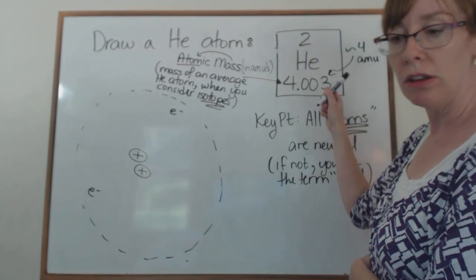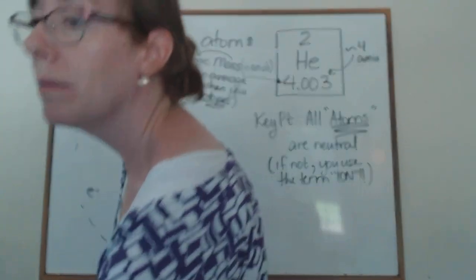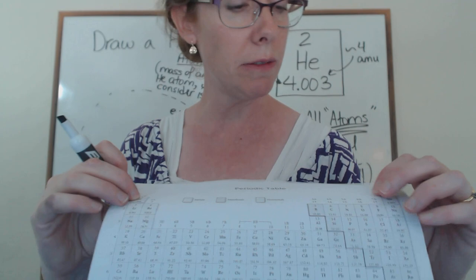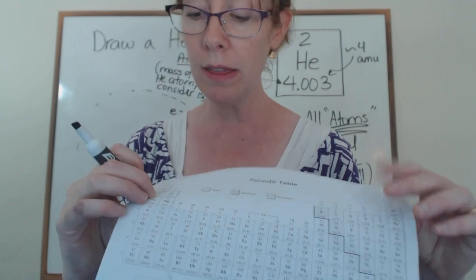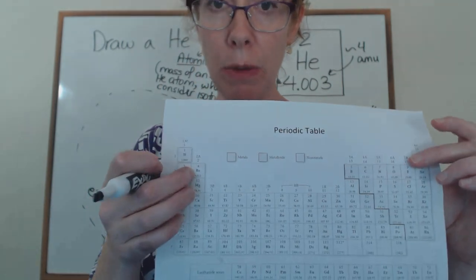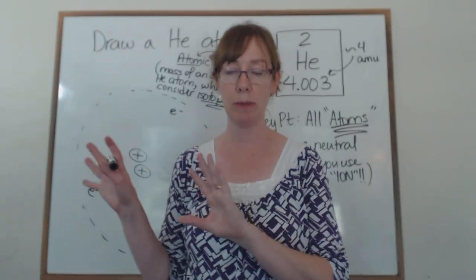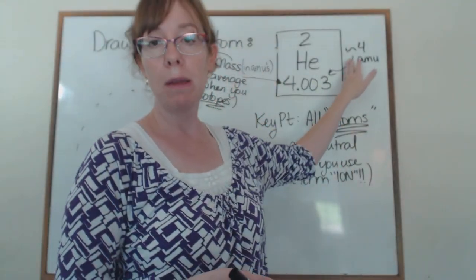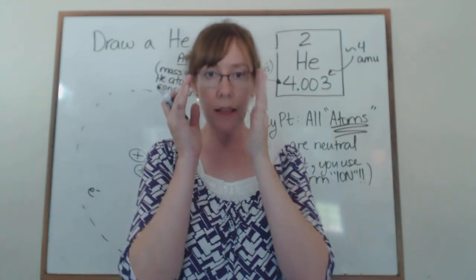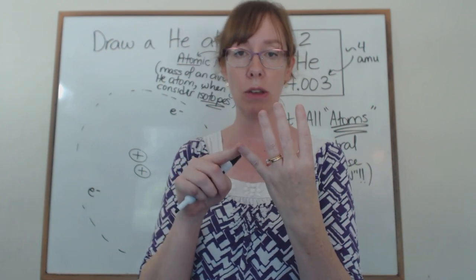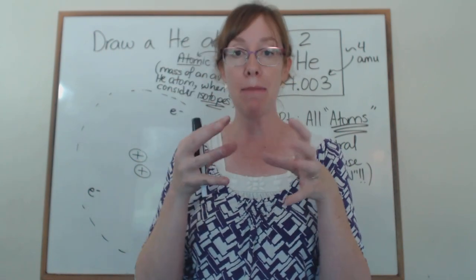You'll notice that at least for the smaller atoms, they're usually very close to a whole number. Hydrogen's around 1, helium's around 4, lithium's around 7, beryllium's around 9. Just round it with me for now. So it's about 4 atomic mass units, which means an average typical helium atom weighs 4 atomic mass units. Now, where does that mass come from?